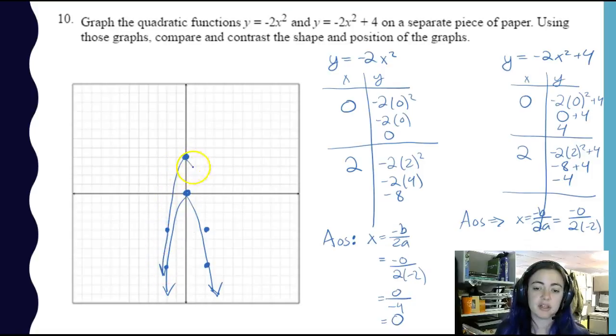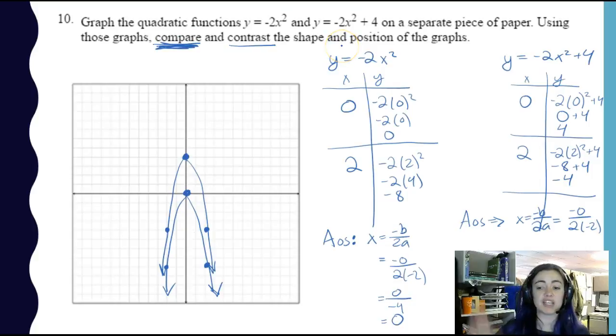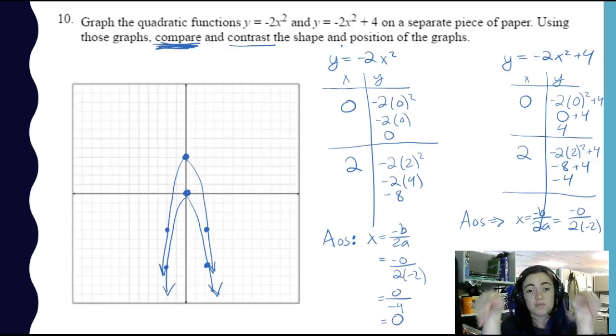So let's think. What are the similarities and differences between these two graphs? Because we want to compare and contrast. For compare, for the same, they're both facing down. It looks like they both have the same rate of change, almost like the same slope. Their shape is the same width. That's about the similarities that I see.